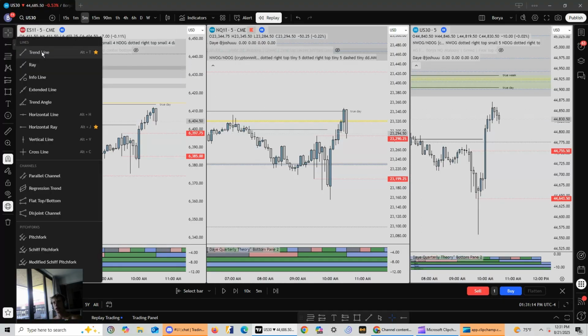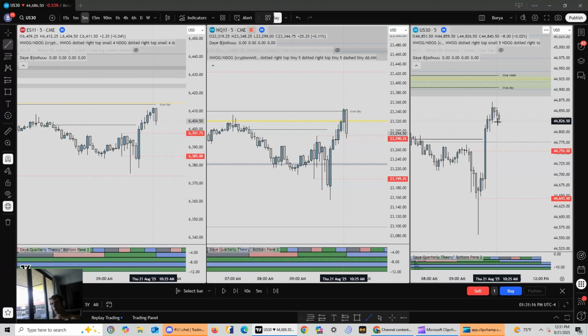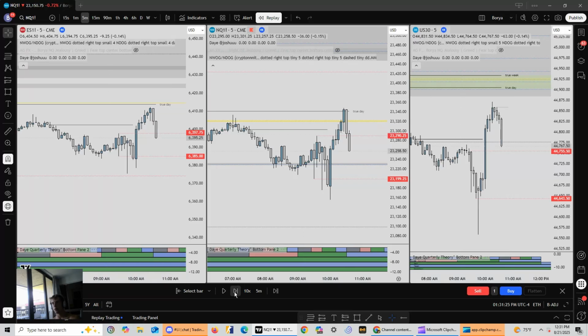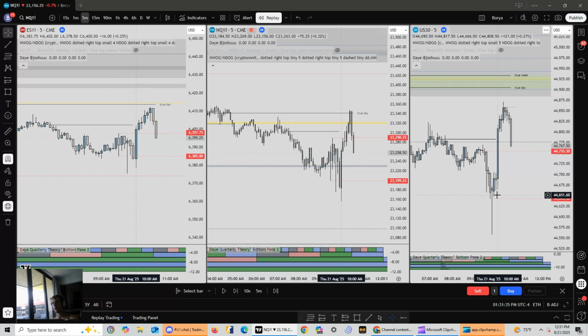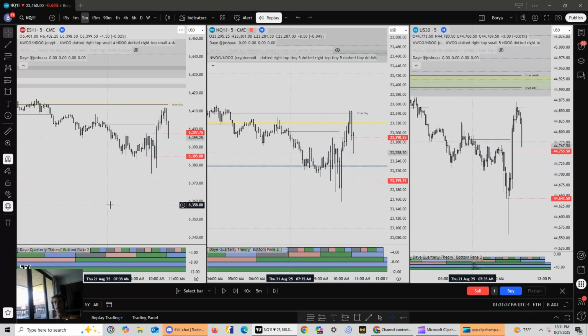So if you peep the failure swing on Dow, which is this candle right here, you can see we didn't sweep it again. So that's really important. So now we just go next candle. Okay, so now we're bearish. We had a pretty nice drop. Still no place to enter on the 5 minute, but we can confidently say that the 5 minute is bearish.